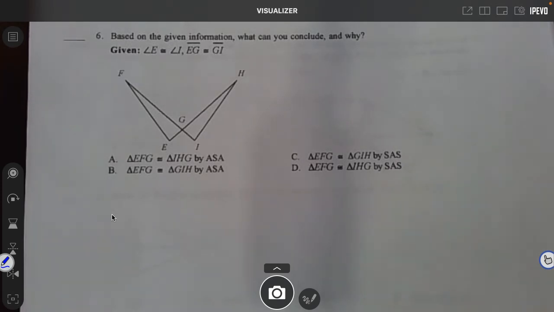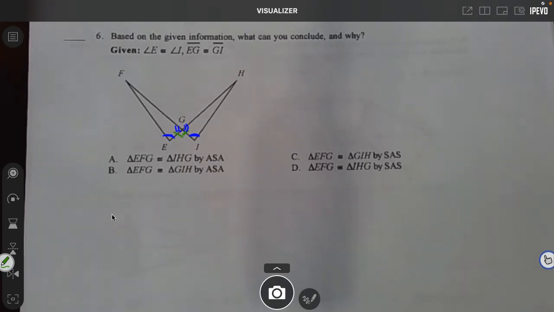All right, it tells me a bunch of information, so what am I going to need to do? Write it on my triangle. Angle E is congruent to angle I. So I wrote that on there. Then what does it tell me? EG, I'm going to write this in green, is congruent to GI. What else do I know though? Vertical angles, very good. So I know that this one is congruent to that one. It's kind of small, it's hard to write, but are we good with that?